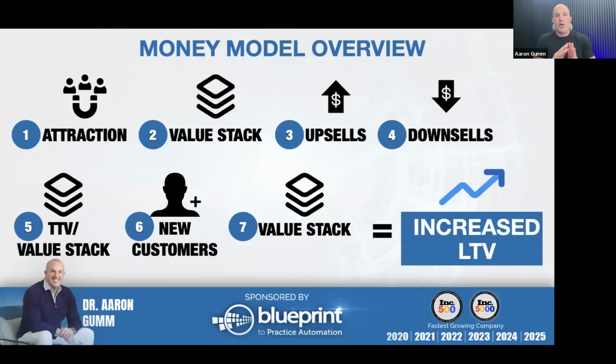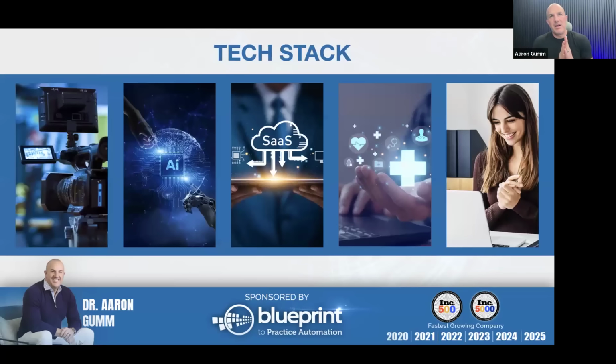So that is the money model overview. I'm going to go over the tech stack next, so don't go anywhere. You don't want to miss this. But that is what we're doing: the attraction, the value stacks, the upsells, the downsells, the TTV, the customer getting new customers, and value stacks to influence what they're doing once they become a customer. That's how we're stacking opportunity in our lifetime value. So next, it's 5 minutes, and I'll get through this, is our tech stack.